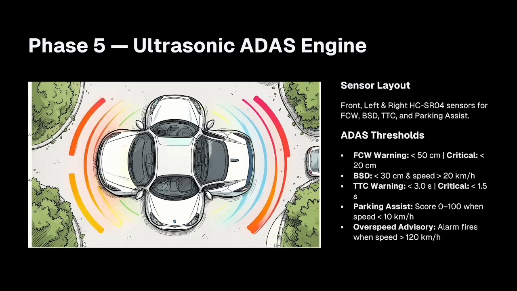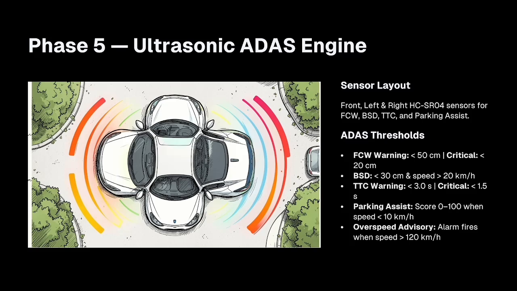In phase 5, we mainly focus on the ultrasonic ADAS engine. Here, we mainly use 3 sensors: one to the front, one to the left, and one to the right. The front is mainly used for forward collision warning, and the left and right ones are used for blind spot detection. Using these values, we also calculate the time to collision, and they are also used for parking assist.